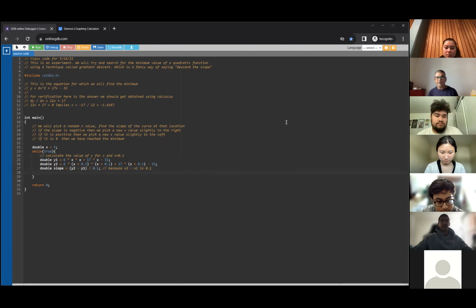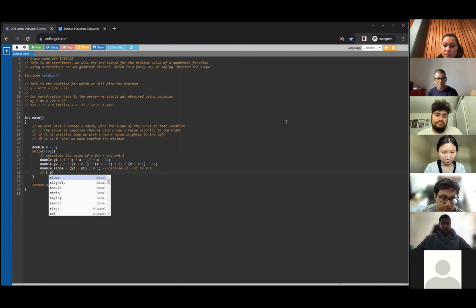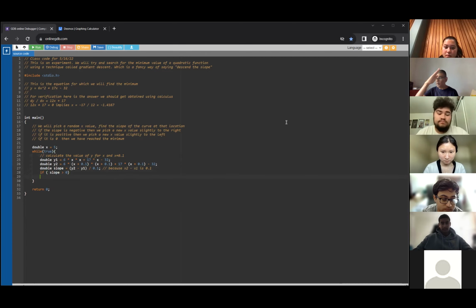So now we're going to make a decision based on the slope, right? So you're going to say, if slope is greater than 0, then we know that our minimum is to the right. No, actually, if the slope is greater than 0, the minimum is to the left. So your x should go to that side, not this side. Yes?